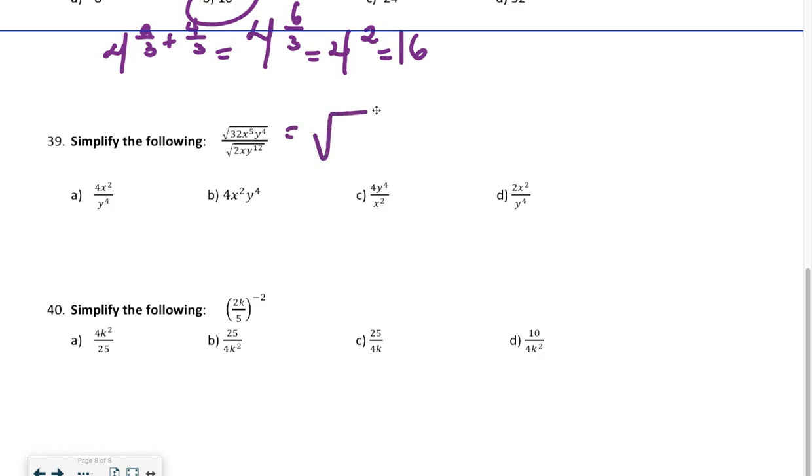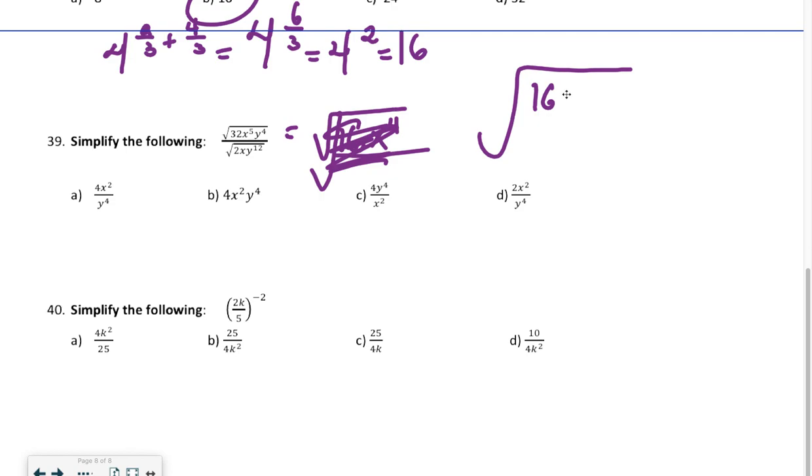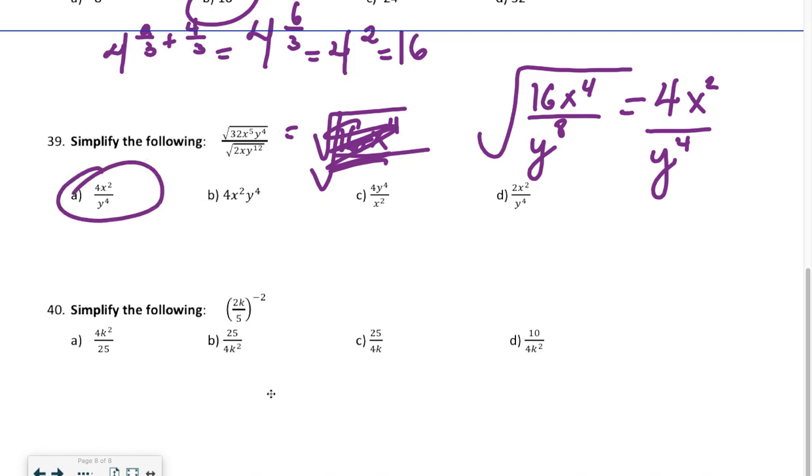Because both of these are under the radical, we can divide. 32 divided by 2 is 16. X to the 5 over x is x to the 4. Again, I did this in the lesson too. So it was x to the 4th, and then y to the 4 over y to the 12 is y to the negative 8. So we put that in the bottom. Remember that any exponents that are even, we just divide the exponent by 2 and it's a square root, perfect square. 4x squared over y to the 4th, choice A.